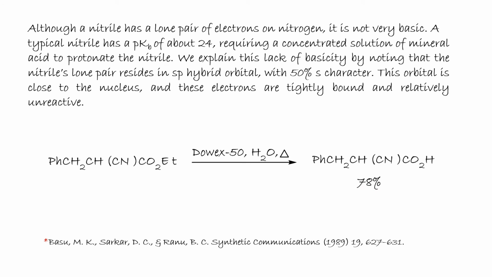Although nitrile has a lone pair of electrons on nitrogen, it is not very basic. A typical nitrile has a pKb of about 24, requiring a concentrated solution of mineral acid to protonate the nitrile. We can explain this lack of basicity by noting that the nitrile lone pair resides in an sp hybridized orbital with 50% s character. This orbital is close to the nucleus, and these electrons are tightly bound and relatively unreactive.